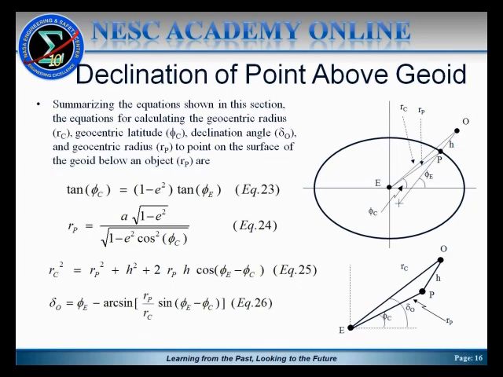Summarizing the equations shown in this section, the equations that you would use to calculate the geocentric radius RC, the geocentric latitude phi sub C, the declination angle delta 0, and the geocentric radius to a point on the surface R sub P are all shown by equations 23 through 26 on this page. They were described in more detail in the previous slides. This is just a summary of what's already been discussed the last few slides.